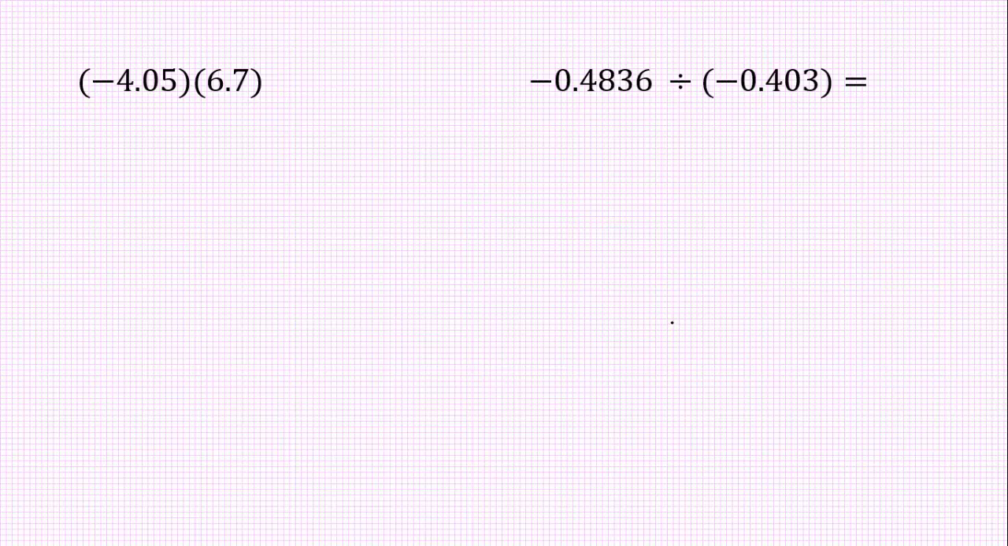Next, we have multiplication. The rules for multiplication and division are the same. So for the first example, we have a negative times a positive. The answer is definitely going to be negative. Now we just do the multiplication. For multiplication, remember that you don't need to line up decimal points. So I'm going to line them up in order of size this way.